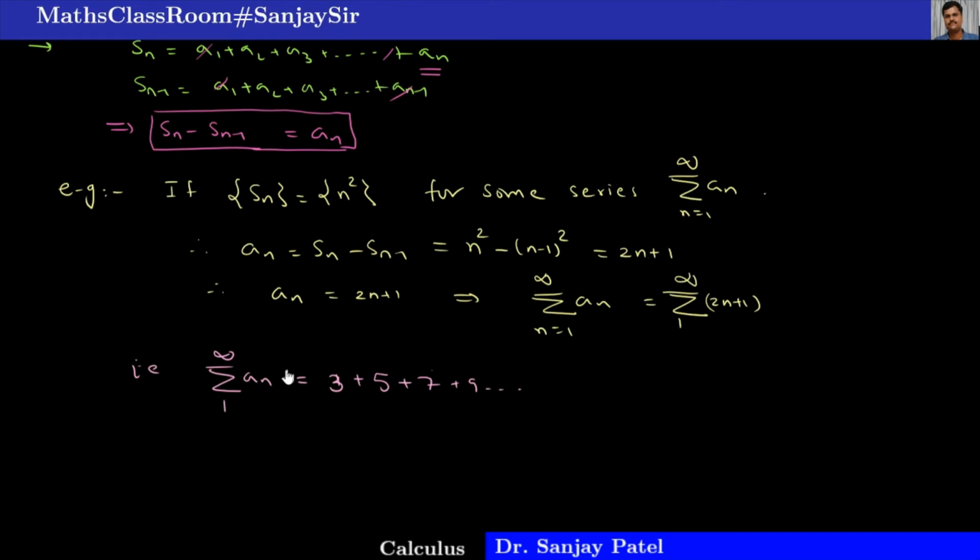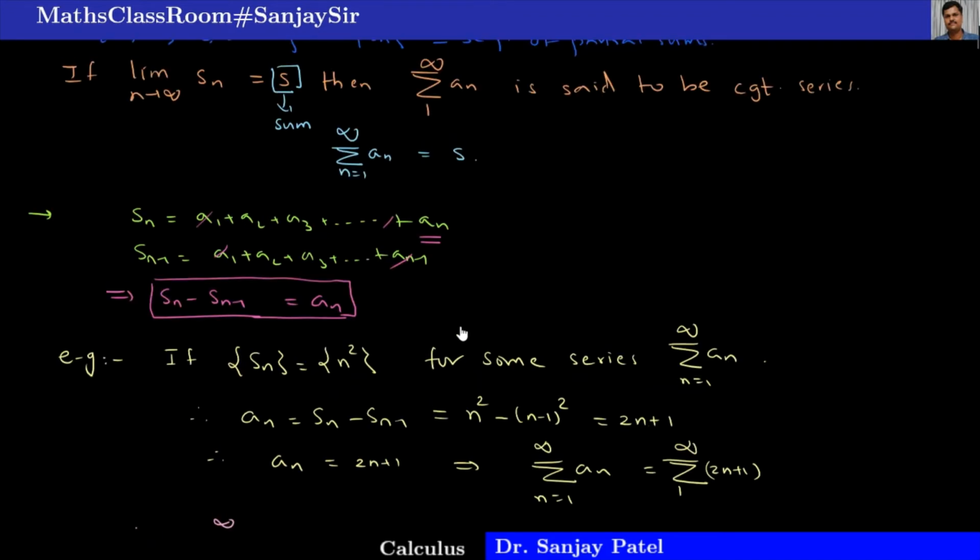If you are given an equal to 2n plus 1, you can find Sn, which is very simple. That is, not 1 plus 2, but 1 plus 3 plus 5 and so on up to 2n plus 1. And then you will get the sum as n square. The sum of the first n odd numbers is n square. Okay, so that is not the point of interest here.